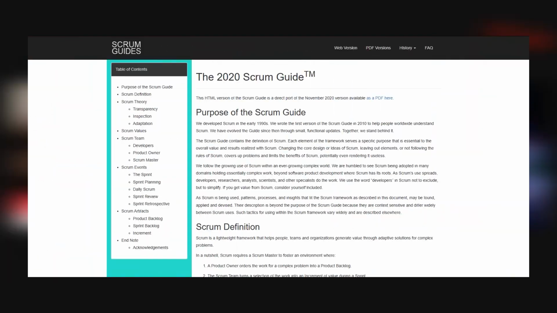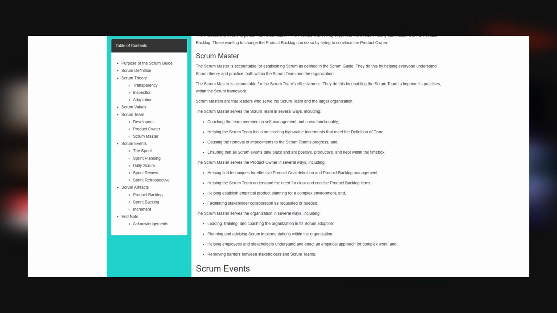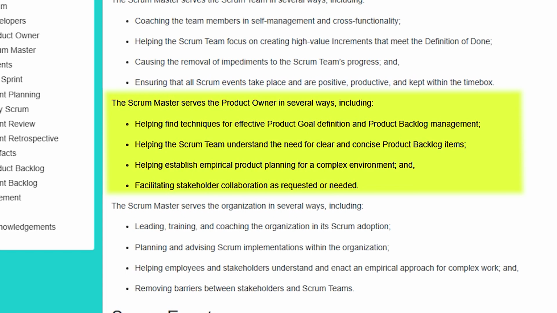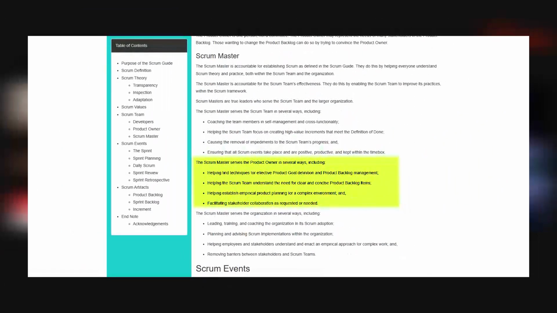But we also want to talk a little bit more about how the Scrum Master actually supports the product owner. The Scrum Guide does lay out some ways that the Scrum Master does serve the product owner. One being helping find techniques for effective product goal definition and product backlog management, which we have a product backlog management course out to help you increase those skills, by the way. Helping the Scrum team understand the need for clear and concise product backlog items, helping establish empirical product planning for a complex environment, and facilitating stakeholder collaboration as requested or needed.